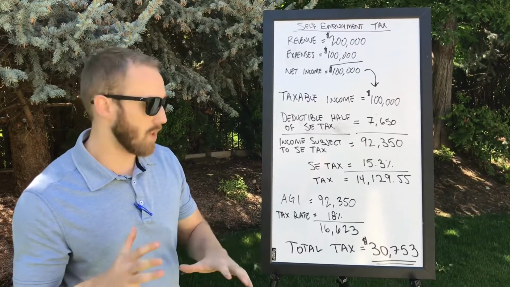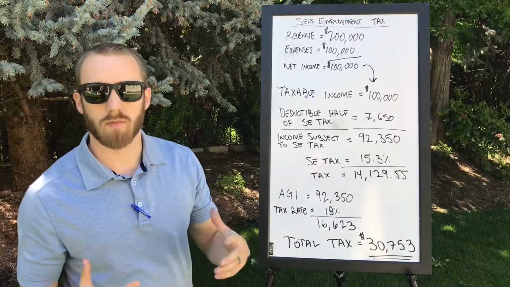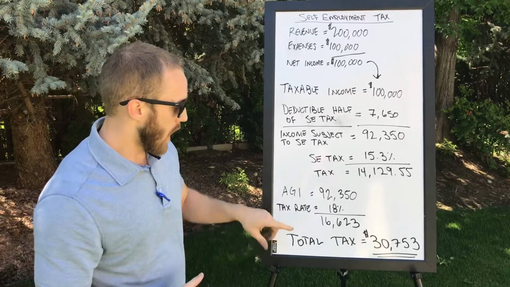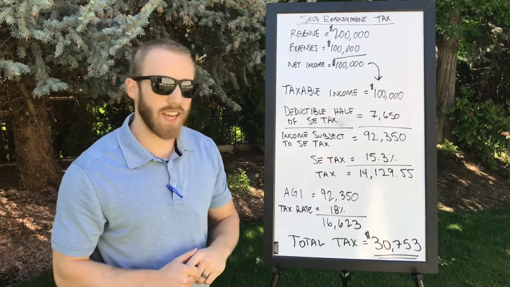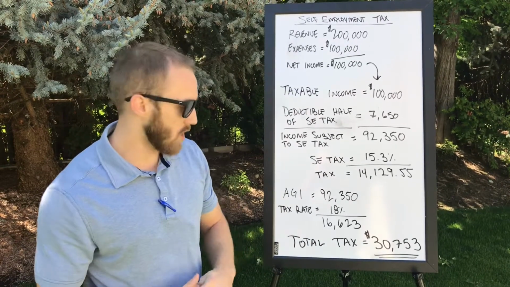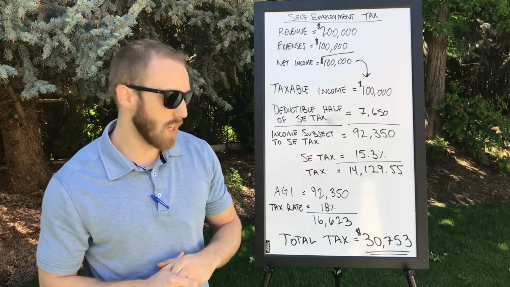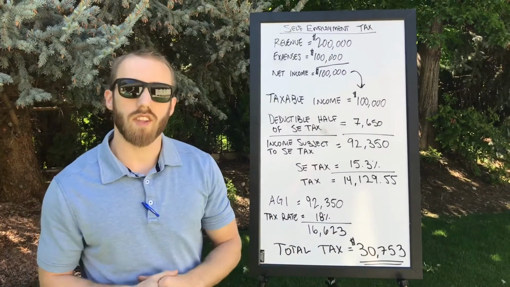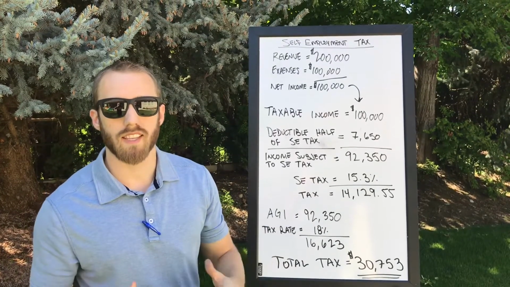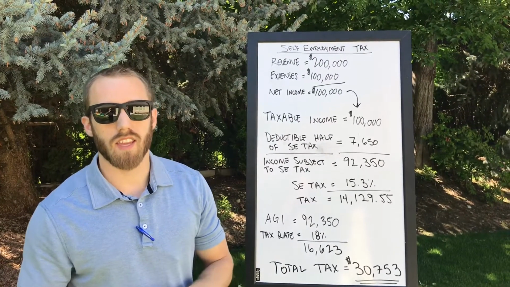It can be different depending on certain deductions or other adjustments that you might have to your income. For an additional tax of $16,623, for a total tax that we're going to pay of $30,753 in total tax that we're going to have to pay at the end of the year.